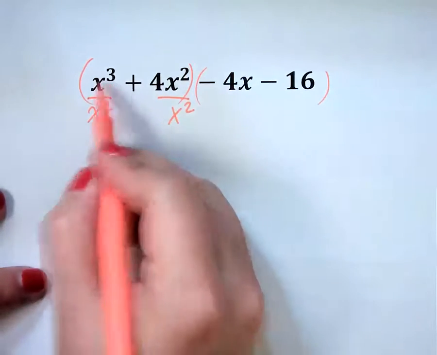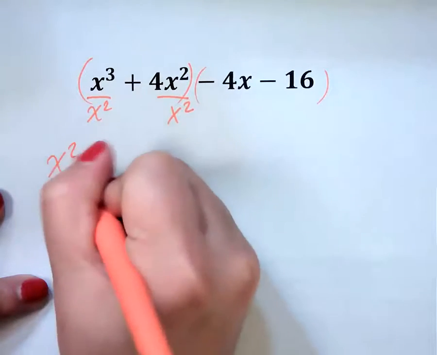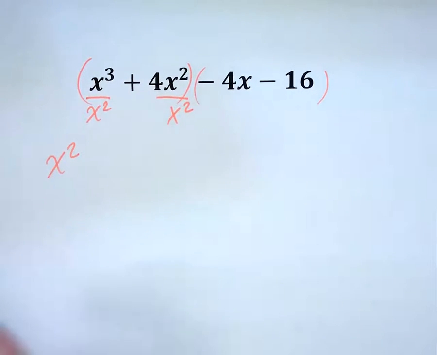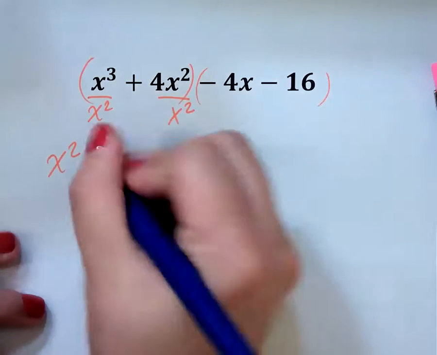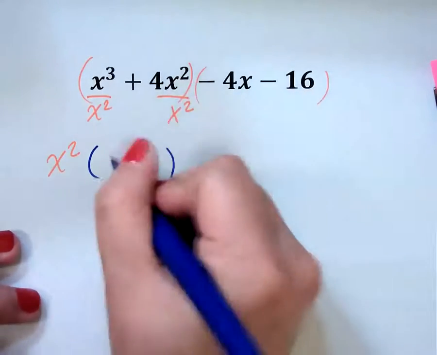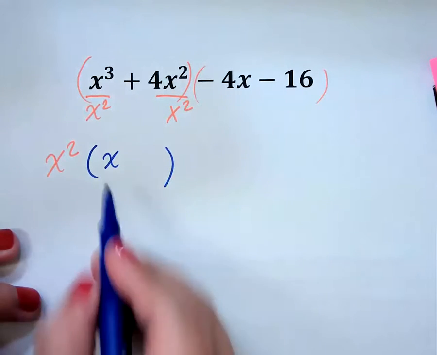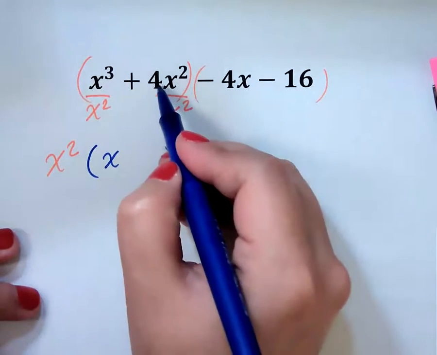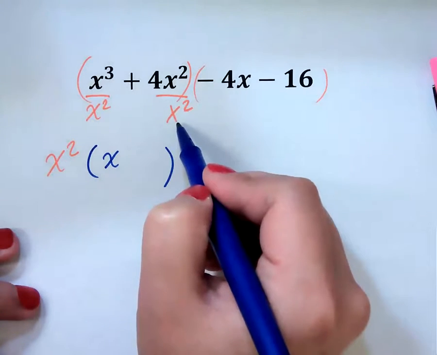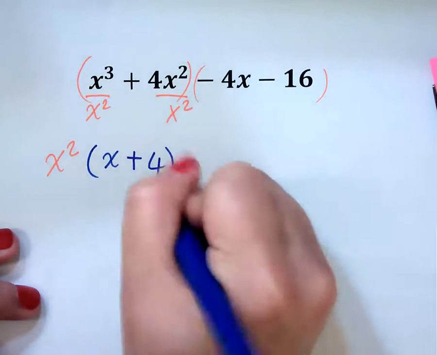There's no number they can share. This is 1, this is 4. The only number that you can factor is 1. But there's no way of writing 1x, right? It's the same thing. And then whatever you have left over from the dividing, put it in here. X to the power 3 divided by x squared will give you x. This one, x squared divided by x squared is 1. And then we have the 4 in front, so plus 4.